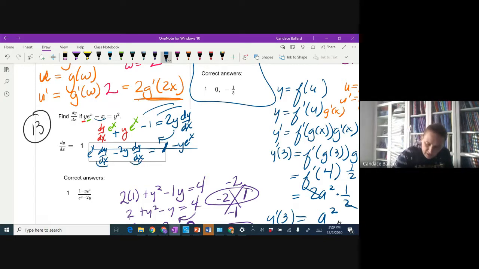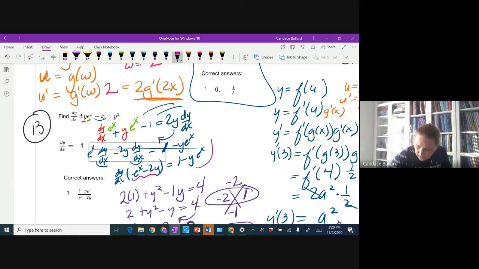I'm going to factor out dy dx. And that gives me e to the x minus 2y equals 1 minus y e to the x. Oops, I don't know why I wrote a parentheses. And then we're going to take that ugly mess that we've got here, and we're just going to divide by it. So my final answer, dy dx equals 1 minus y e to the x over e to the x minus 2y.